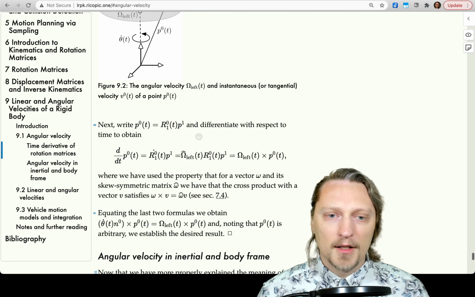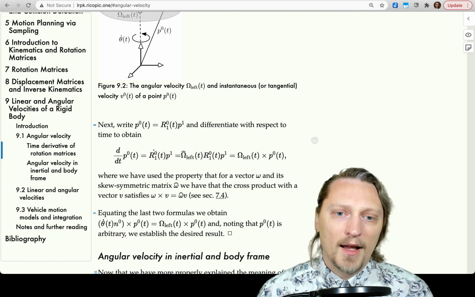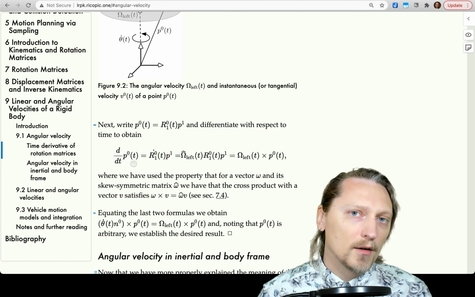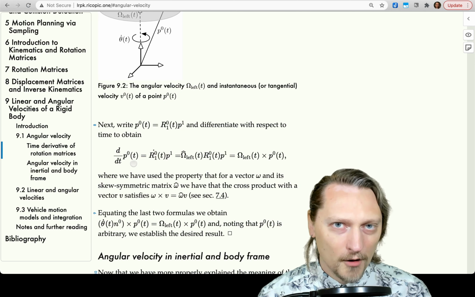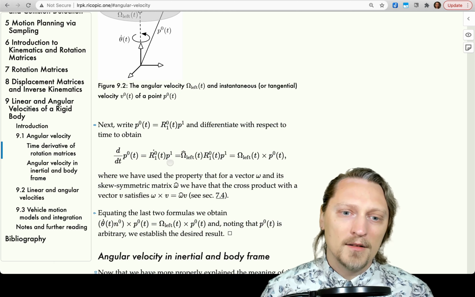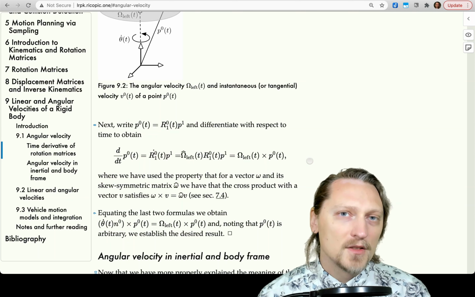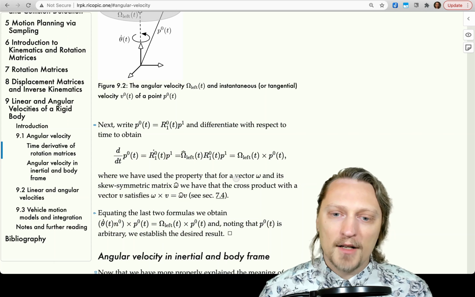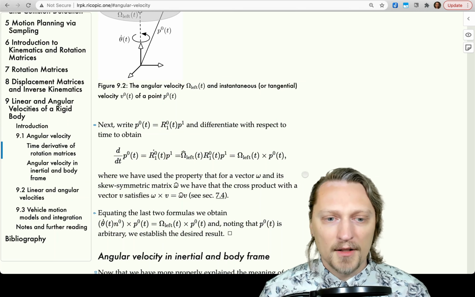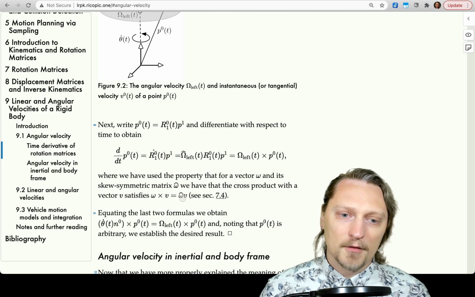Next, write p0 equals R10 p1, which is to say just a basis transformation or a reference frame transformation, and differentiate with respect to time. Now we're taking the time derivative of p0, the position of that point in reference frame 0, and no longer is that going to be a fixed point, right? So R10 dot p1 equals omega left hat R10 p1, which equals omega left cross p0 of t, where we've used the property that for a vector omega and its skew symmetric matrix omega hat, the cross product with a vector v satisfies omega cross v equals omega hat v, so multiplication instead of cross product.